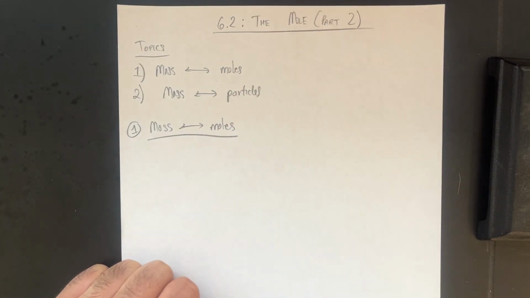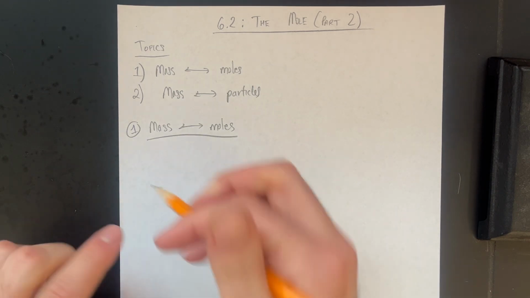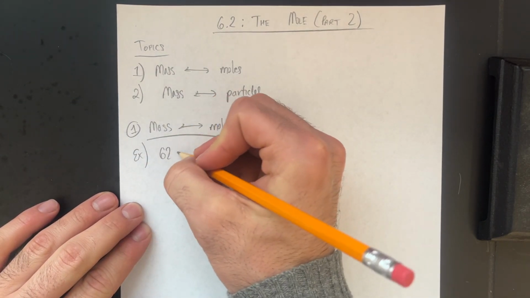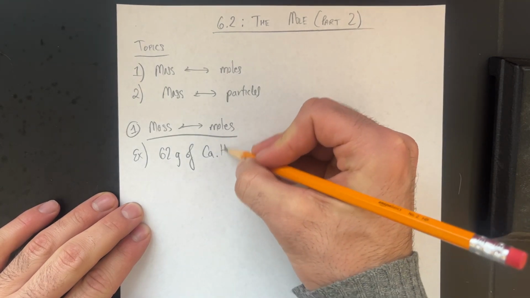Now, to go from mass to moles, the key here that really allows you to do this is the concept of molar mass, because molar mass tells you the number of grams of a substance in 1 mole of a substance. So, for example, let's say we have 62 grams of calcium. How many moles of calcium is that?